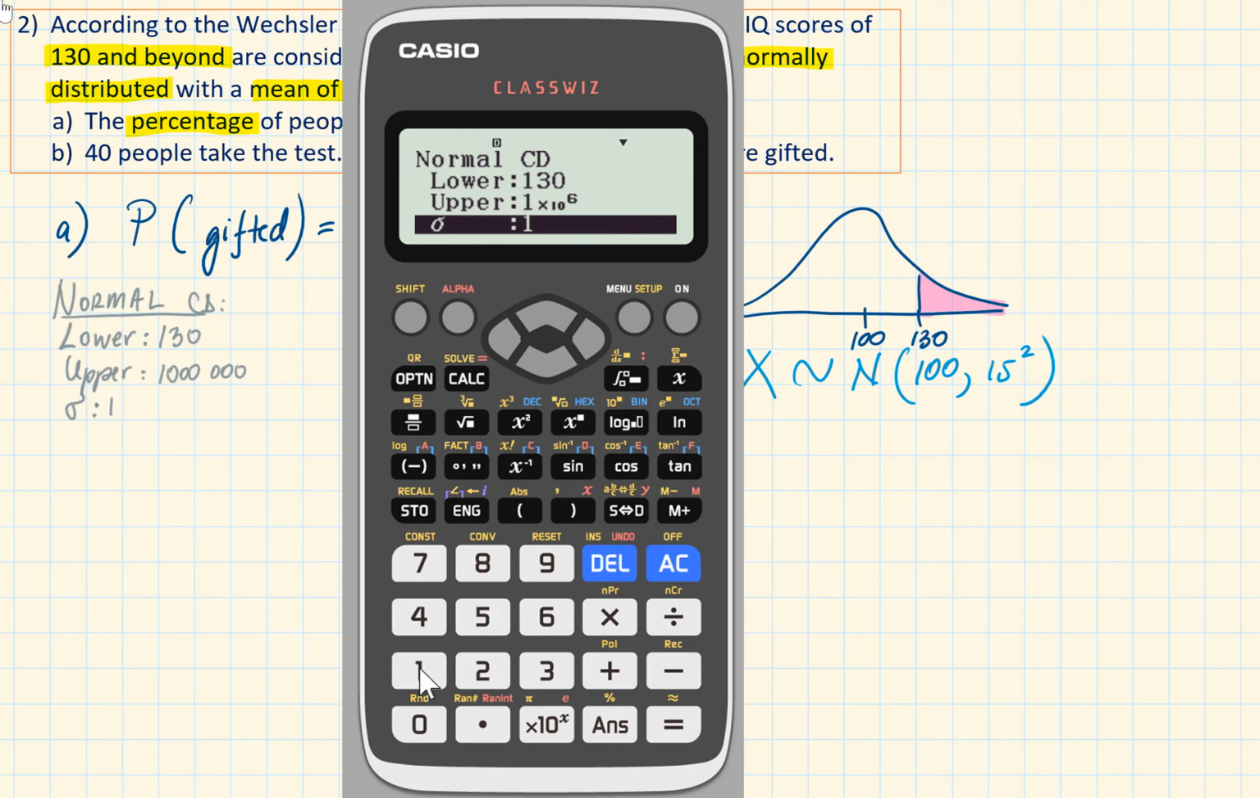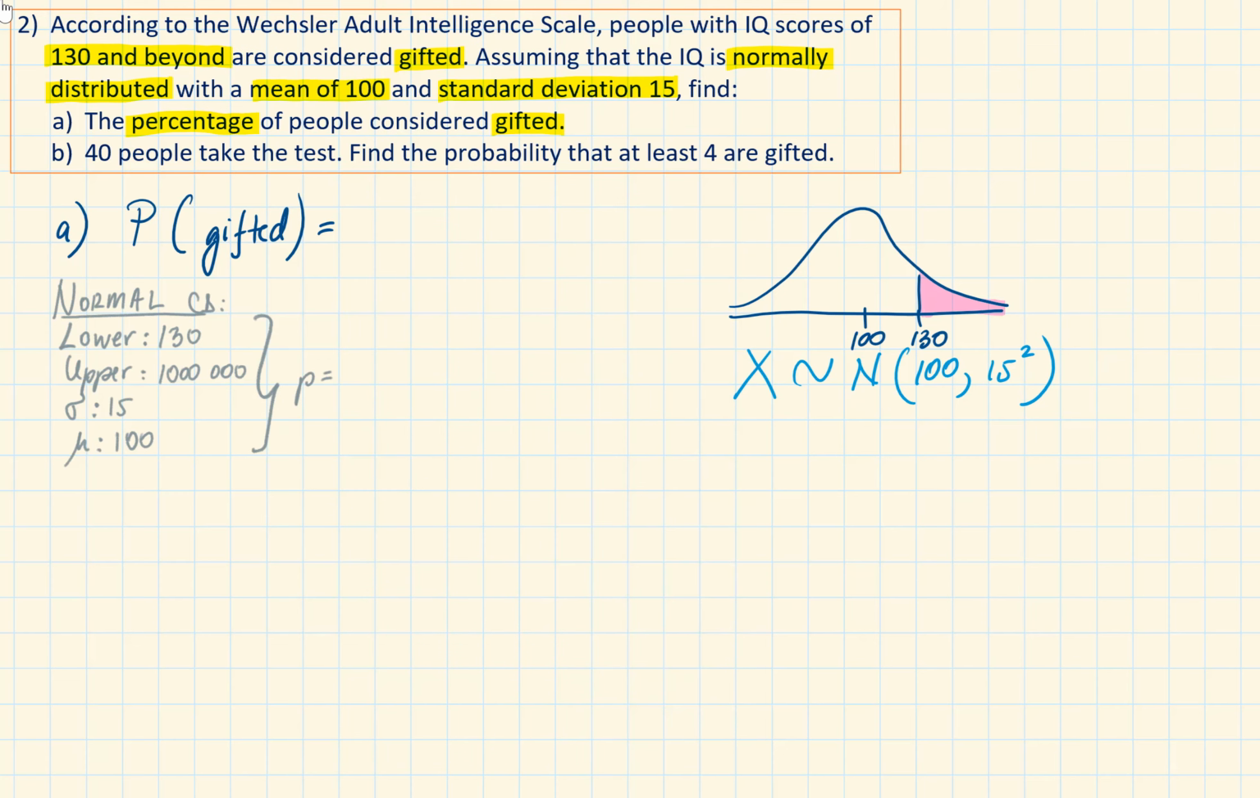For the standard deviation sigma, we type in 15. For the mean mu, 100. Press equal to find the probability. This is 0.02275 and so on. So the answer is 2.28% to 3 significant figures.